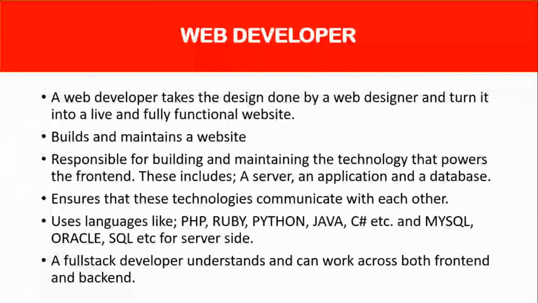Now there are different languages a web developer can use. A web developer uses languages like PHP, Ruby, Python, Java, C Sharp, C++, and the rest of them, to build the application that sits on the server, the application that interacts with the database, and the application that feeds information to the front end. He uses any of these languages to build them.